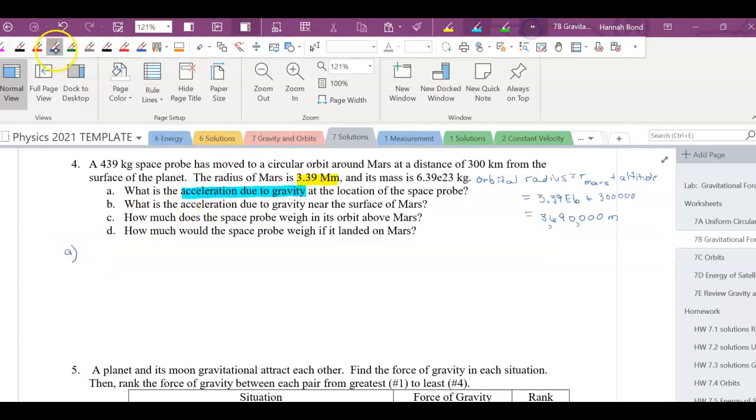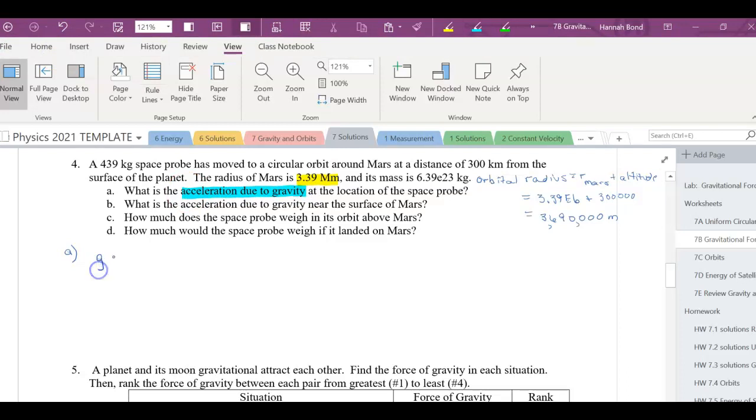That is lowercase g. That is not the force of gravity. And I want to use the correct formula for that, which is universal gravitational constant times the big mass, the central body mass, divided by that orbital radius squared. So be careful which mass you use. Acceleration due to gravity is determined by the celestial object, which in this case is the planet Mars. And so I want to use its mass, which is 6.39 times 10 to the 23rd kilograms. Acceleration due to gravity is not determined by that little space probe.